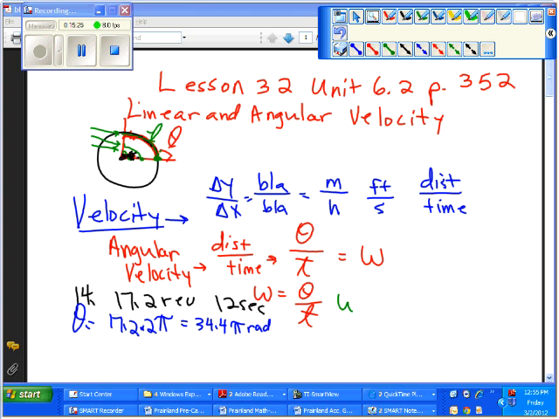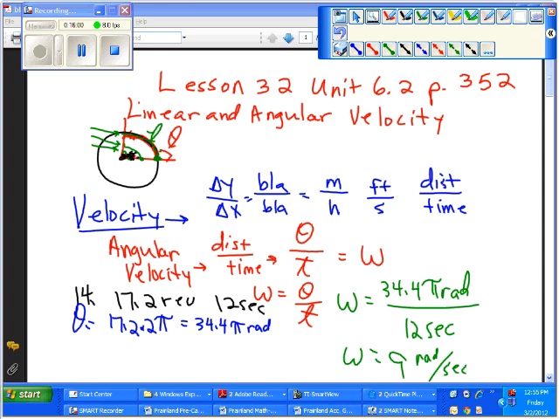So we're going to plug that into our omega formula, our angular velocity formula. Angular velocity is equal to angular displacement theta, 34.4 pi radians, over time, which was 12 seconds. And so we would have 34.4 pi divided by 12, which would give us 9 radians per second.